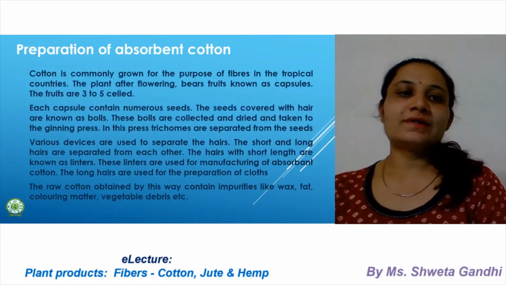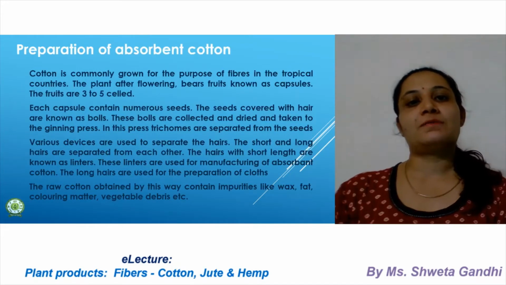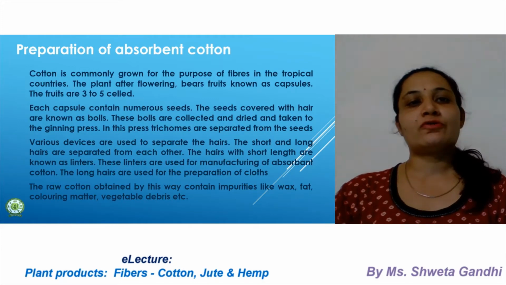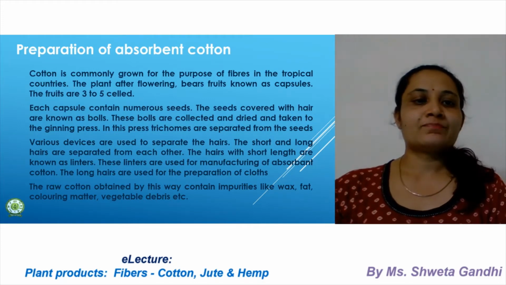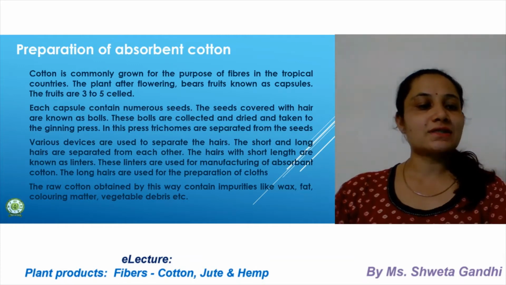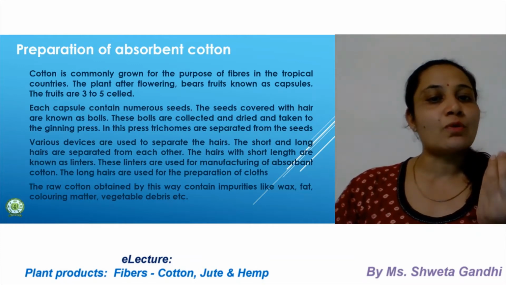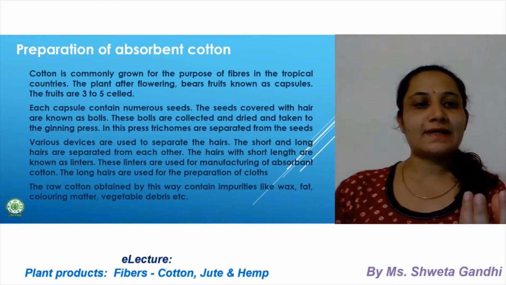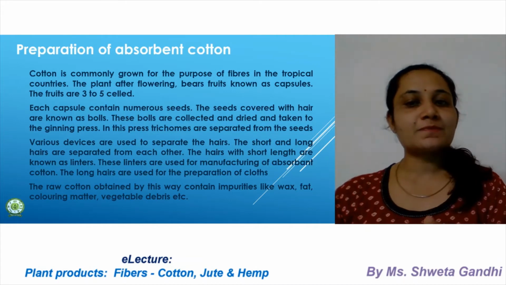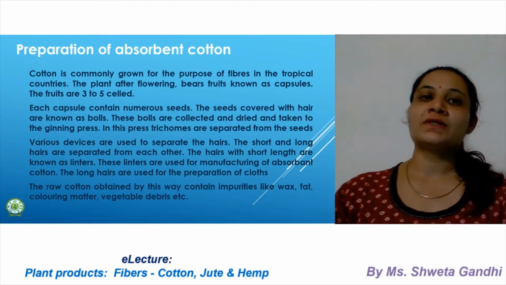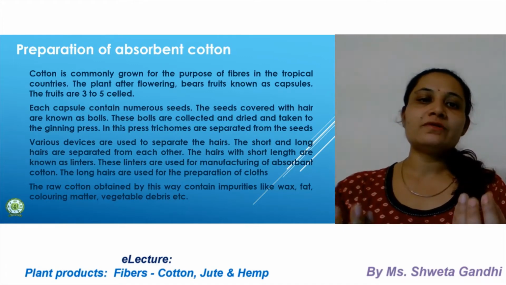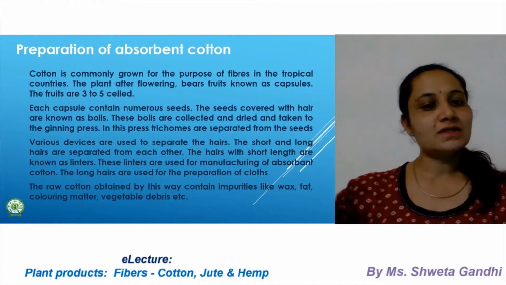Okay. Next, how should we prepare the absorbent cotton? Cotton is mainly and commonly grown for the purpose of fibers. Each capsule contains numerous seeds, and these seeds are covered with hairs, called bolls, and these bolls are collected, dried, and taken to the ginning press. In this press, trichomes are separated from the seeds. So for preparing the absorbent cotton, we separate the trichomes from the seeds.